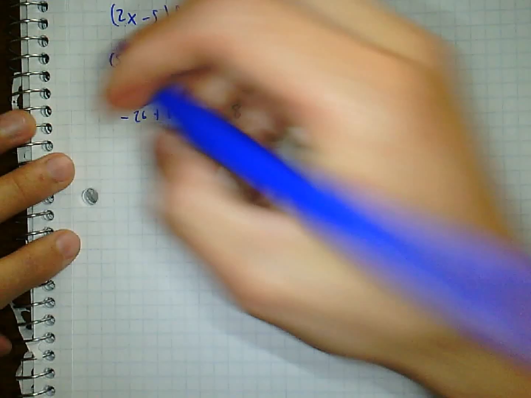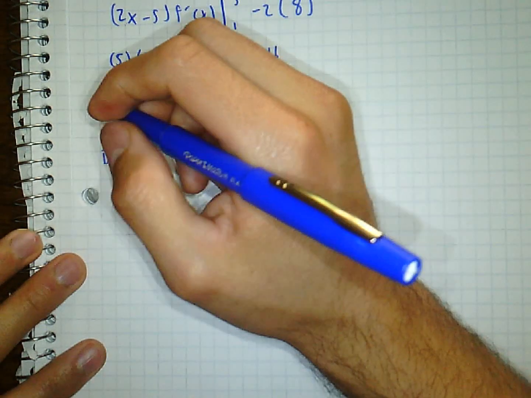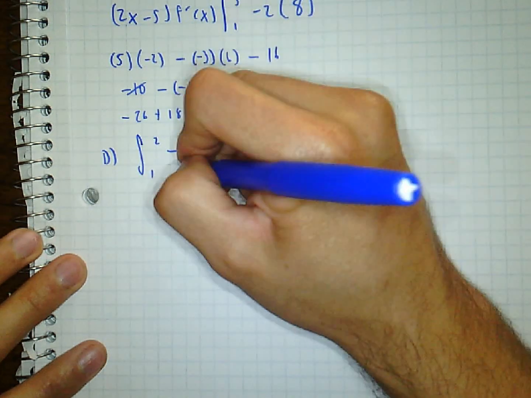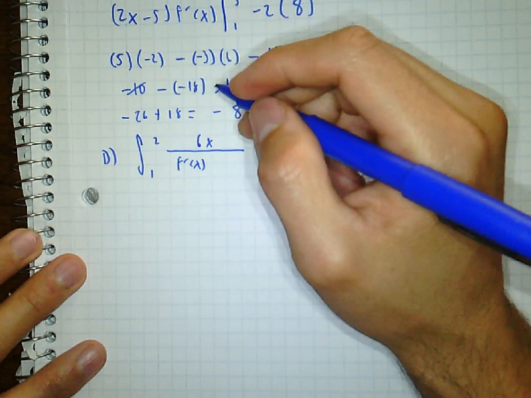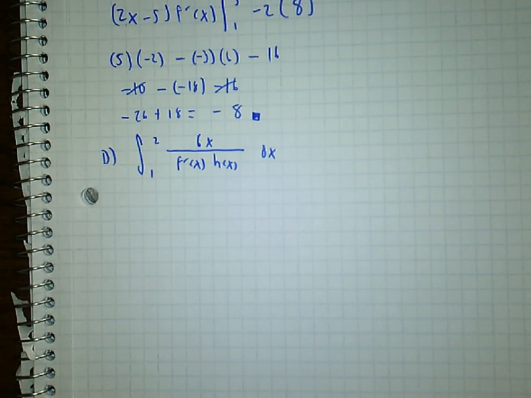Okay, part D. Another evaluate. So this time we want to evaluate the integral from 1 to 2 of 6x over f prime of x h of x dx. All right, so I'm looking at this. There's no way they're going to put another integration by parts in the same problem. This doesn't look like a simple natural log. So the only technique that's coming to my mind right away, it looks ugly, but I'm going to have to try it and see where it takes us. This looks like it's going to be a partial fraction decomposition.